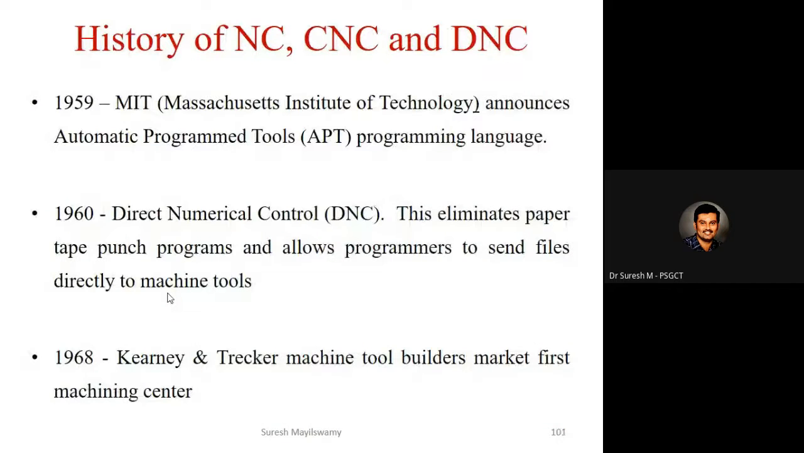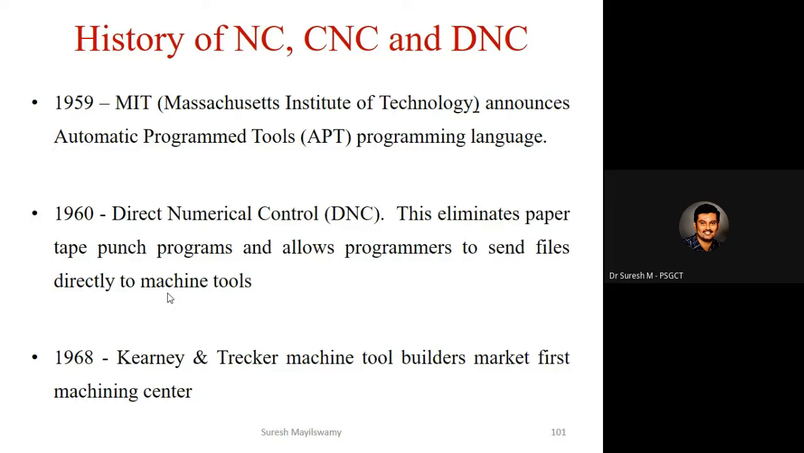This is the history of NC, CNC, and DNC. NC is numerical control, CNC is computer numerical control, and DNC is direct numerical control; there is another DNC, called distributed numerical control. In 1959, MIT announced the automatically programmed tools, called the APT programming language. After 1960, direct numerical control was introduced.